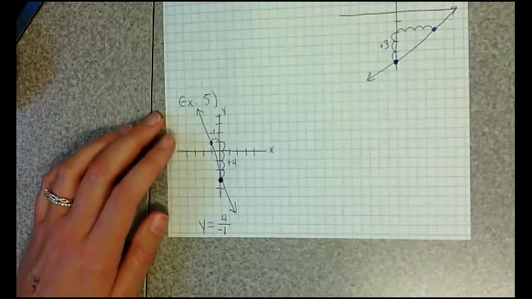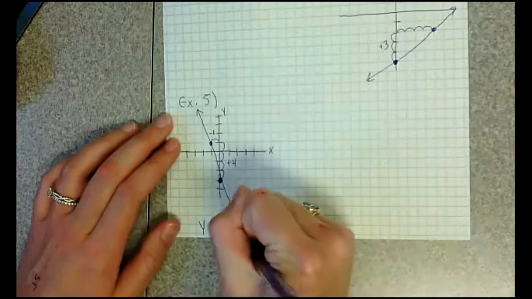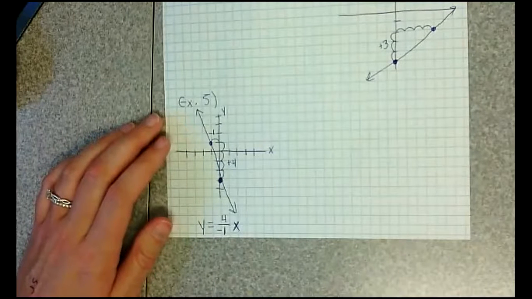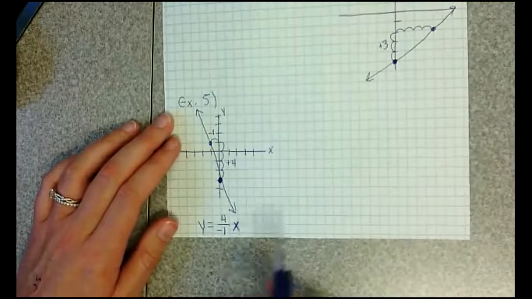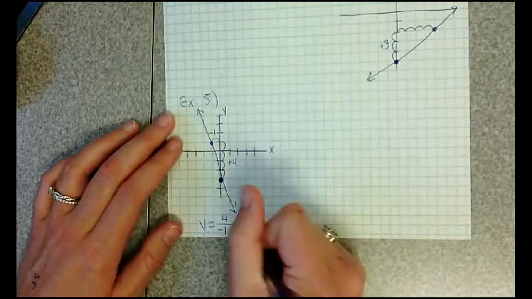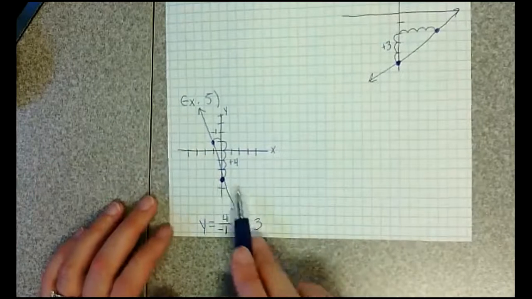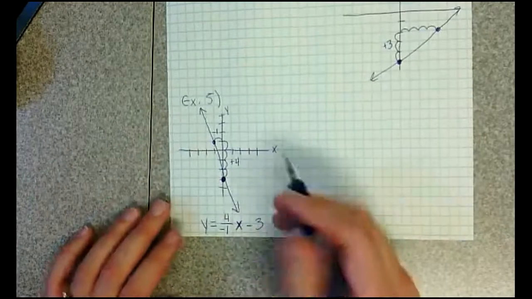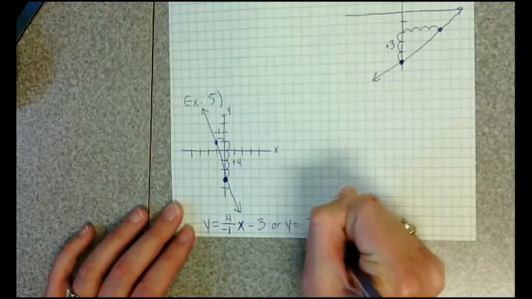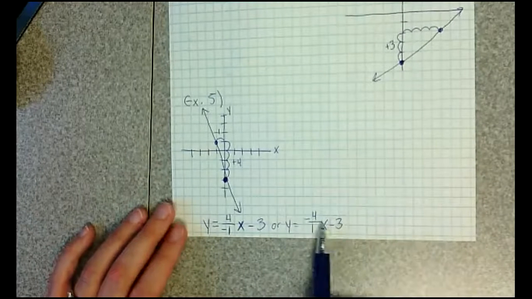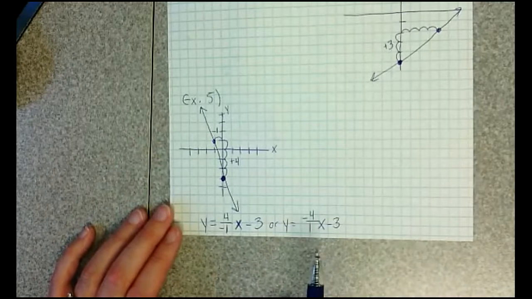Thanks, Rochelle. Okay. A number of you early on, you've got to remember to put an X there. You will be marked wrong every time if you do not put an X after your slope. So here's my slope. My y-intercept was -3. Now, if you said -4, we get it. You're just sketching a graph. So this answer works. Or if you said -4 over 1x -3, that would also work. So pretty good. Let's try one more.